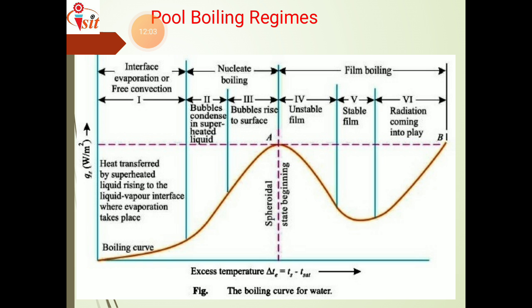In film boiling, the coil is covered with a thin film of the vapor, and there are three sub regions. The first one is the unstable film. The film is still not stable with further increase in excess temperature. After the excess temperature reaches 50 to 150 degrees centigrade, the film becomes stable, and with further increase in excess temperature, radiation comes into play, meaning that the heater coil and water are completely isolated by film boiling, and there may be chances of failure of that heater at point B. So this is all about pool boiling regimes.